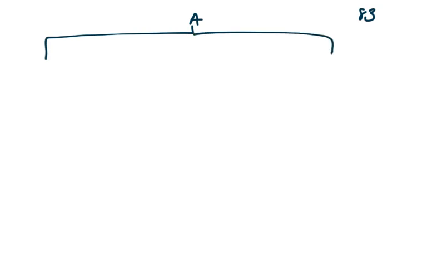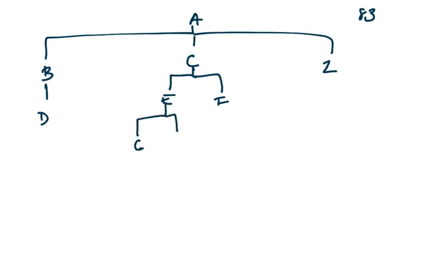And this is figure 2.6 on page 83 of your textbook if you want to follow along. A has 3 children, B, C, and Z. B has 1 child, D. C has 2 children, E and F. E has 2 children, G and H. F has 1 child, I. Z has no children. All right. B has predeceased A, so has C, and so has Z. E, and I, I'm sorry, just E has predeceased as well.